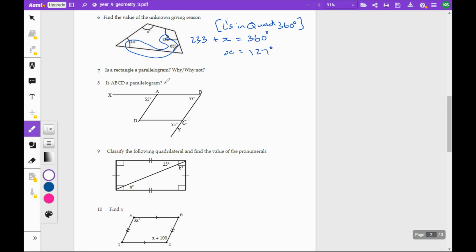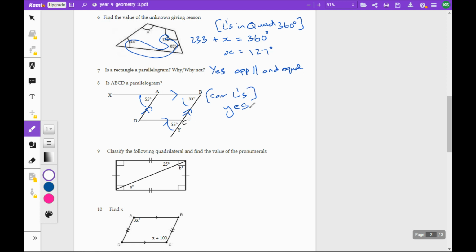Is a rectangle a parallelogram, and why? So the rectangle is a parallelogram because the opposite sides are parallel and equal. All right, that's one of the reasons. Is ABCD a parallelogram? All right, we can see those two angles are corresponding and corresponding, so yes, those are parallel, and those are parallel as well because of corresponding angles. Yes.